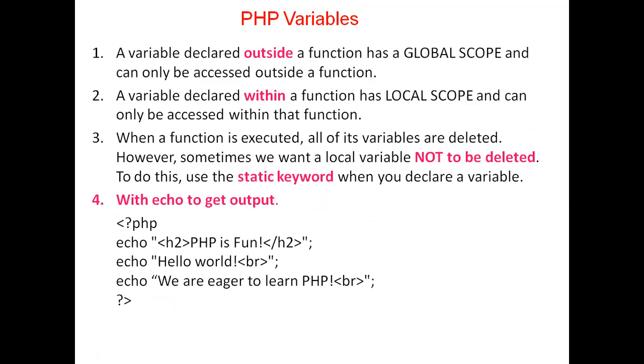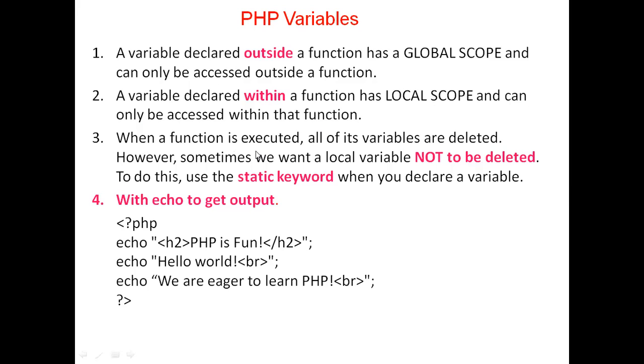So a variable which is declared outside a function is called the global scope. It has the global scope. Then it can be accessed only outside the function. A variable declared within the function, if you define a variable within a function, has the local scope and it is only accessible within that function only.